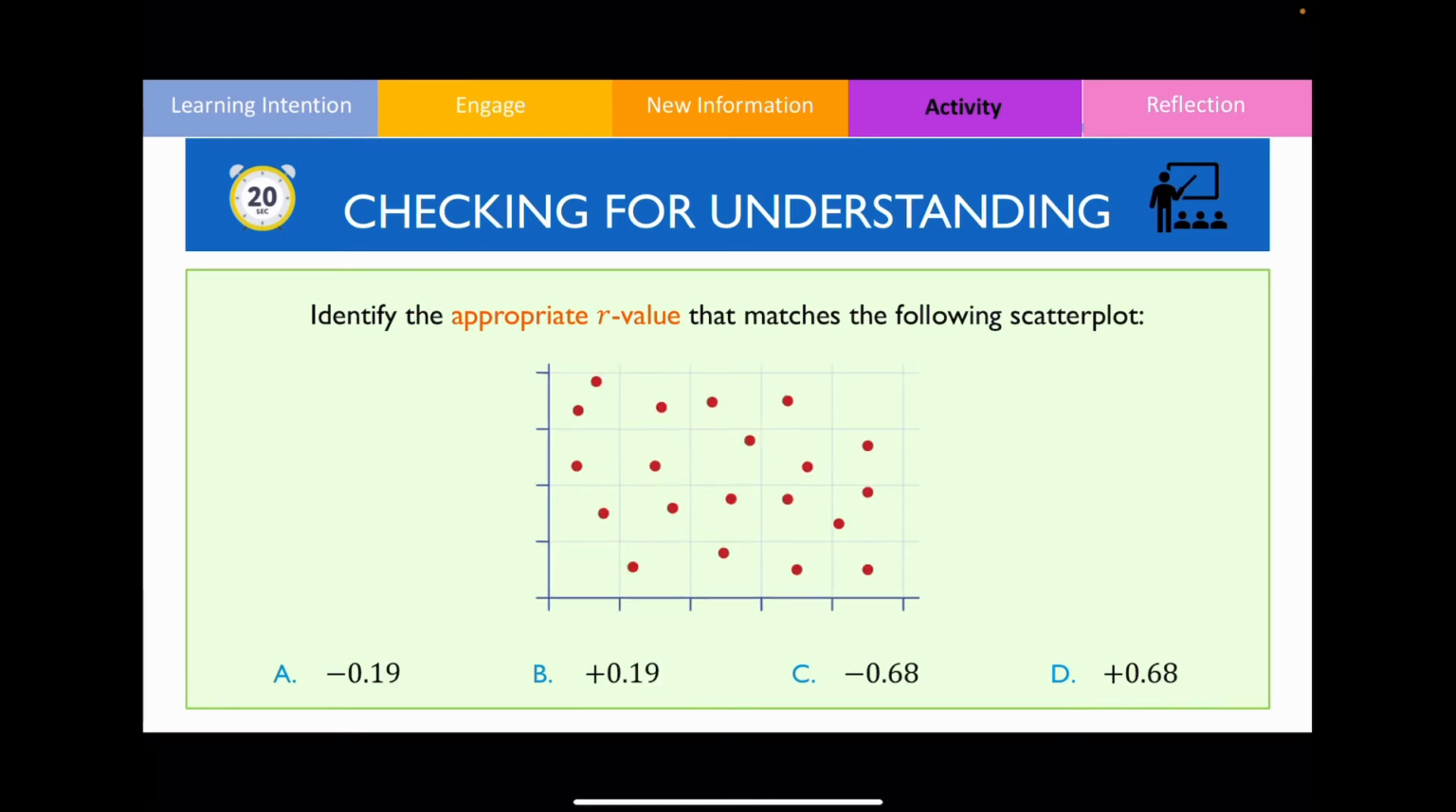Similarly, do the exact same thing for this particular question. In this example, we can see that there's a very subtle negative direction over here, so I'm going to say it's either going to be A or C. However, we can see that the points are really scattered away from one another, so I'm going to say this is extremely weak, so A is probably going to be the best answer for this question.